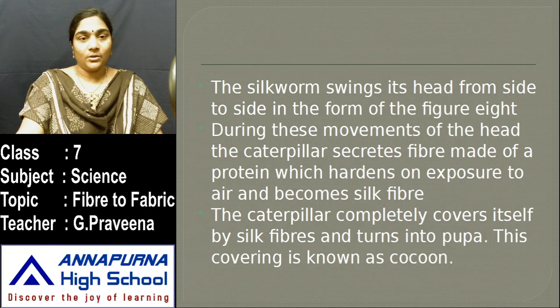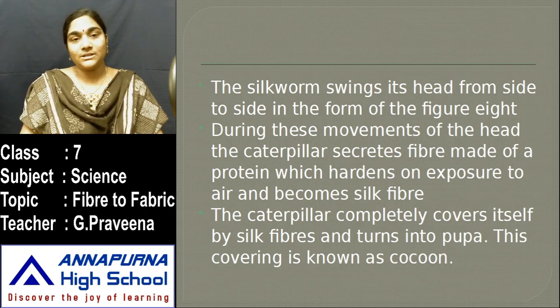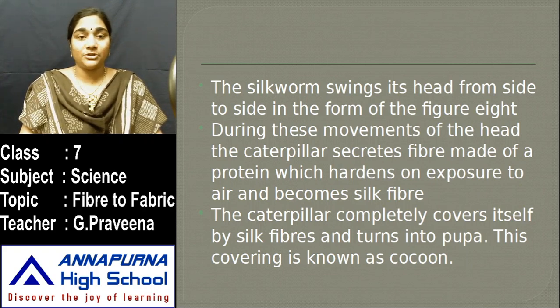Yes. Now, what is the process? In what way does it spin the fiber around its body? Here the silkworm swings its head from side to side in the form of a figure 8. During these movements of the head, it secretes a fiber made up of protein, which hardens on exposure to air and becomes silk fiber. Later on, the caterpillar completely covers itself with silk fibers and turns into a pupa.